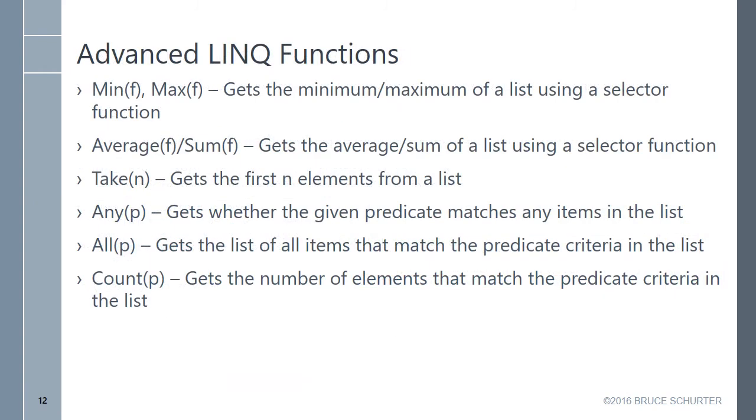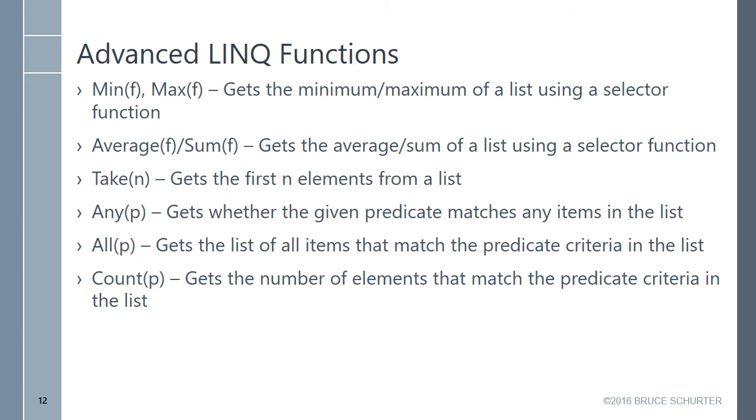Some other functions that you'll see when you include the System.Linq namespace are the following. Min and Max allow you to get the minimum or maximum of a list using a selector function. Average of f and Sum of f get the average or sum of a list using a selector function. Take n allows us to get the first n elements from a list, so it's kind of like the TOP function in SQL. Any determines whether the given predicate matches any item in the list. This is going to return true or false.